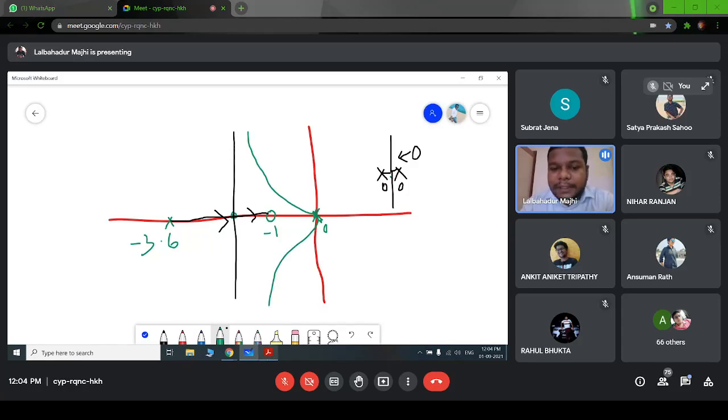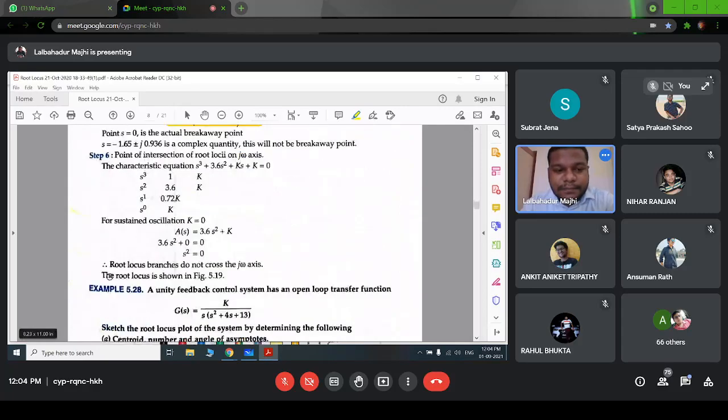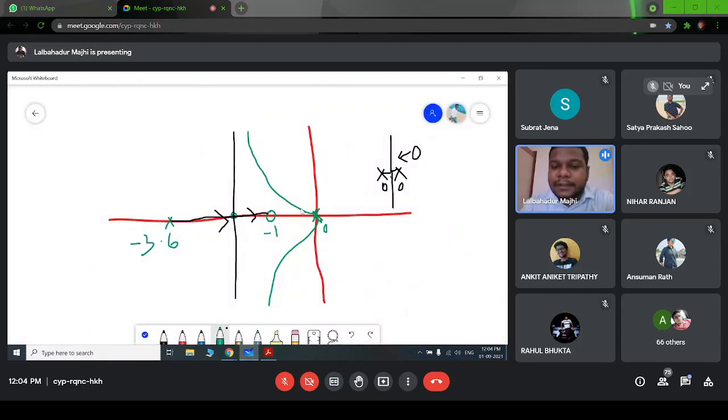Okay. And we have determined there will be no cross section. The root locus branches do not cross the j omega axis. So we are confirmed that the root locus will not move in this direction. Okay. Hear this one?